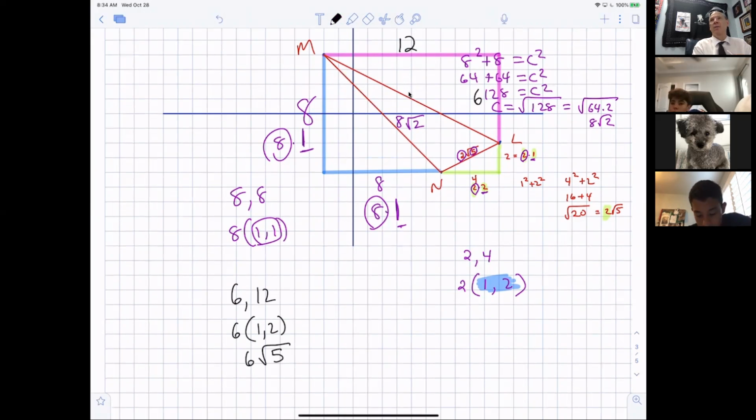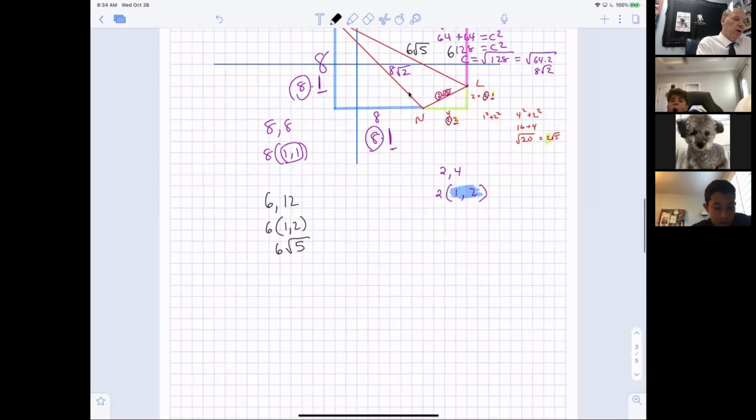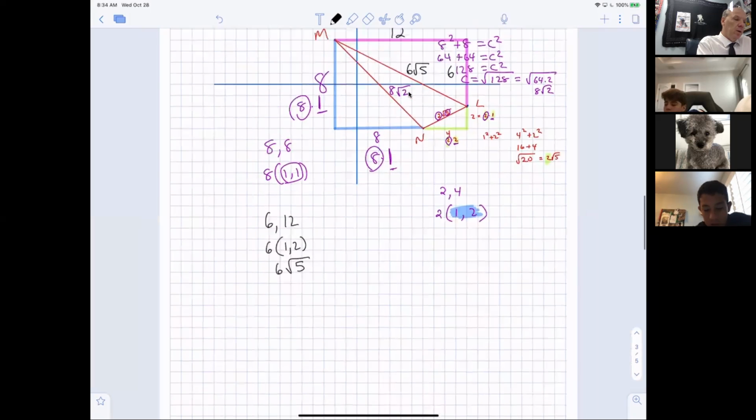6 radical 5. I'm telling you, if you participate, part of being good at math, the concepts are not hard. It's all of the algebra that's hard. All right. So that's why you're trying to get better at that. So that's 6 radical 5. Everybody good with that? All right. So the 3 sides are, somebody tell me, I forgot already. 3 sides are 2 radical 5, 6 radical 5, and 8 radical 2.